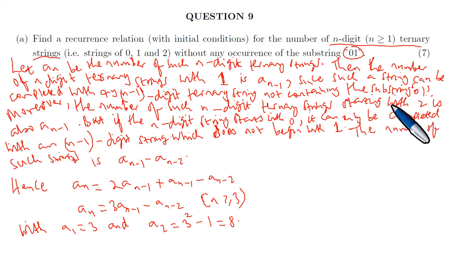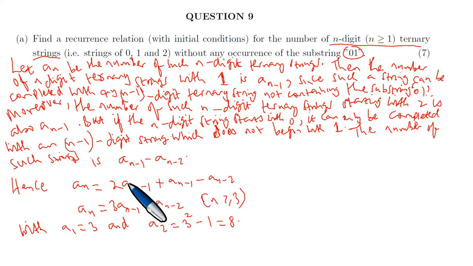By one, we mean the strings that start with one, and the strings that start with two. So there's a sub n minus 1 for the strings that start with one, and some strings will start with two, so there's a sub n minus 1 for those. So there's a sub n minus 1 plus a sub n minus 1. Now this case here is for those strings that start with zero. We note that they can be completed with n minus 1 digit strings which do not begin with one. But now, in the strings that start with zero, you must remove the two-digit substring, so you subtract a sub n minus 2.